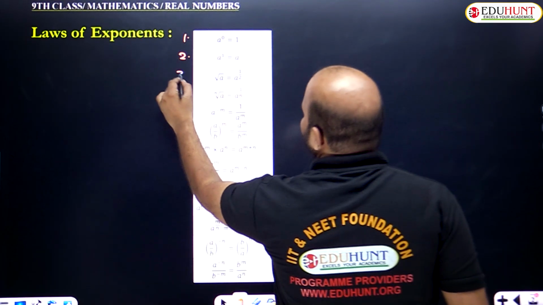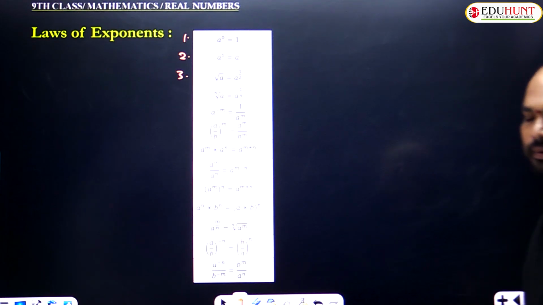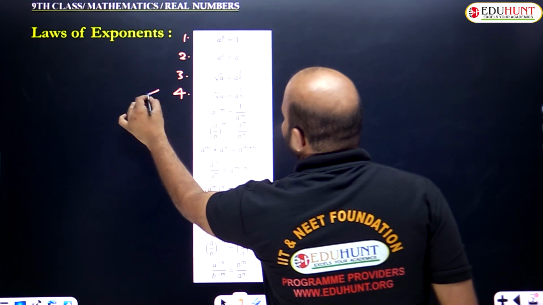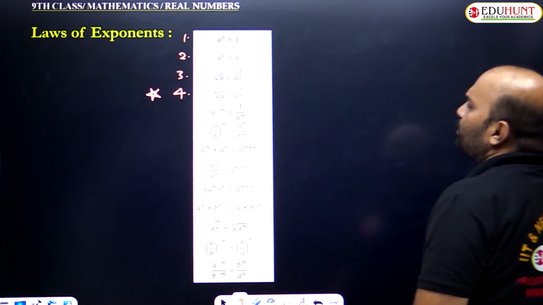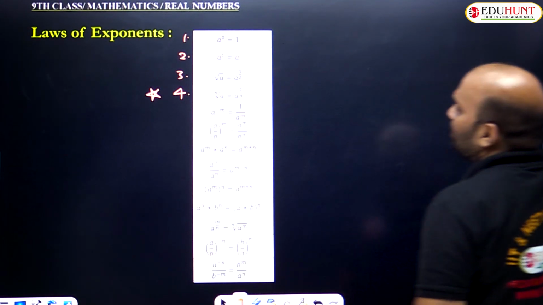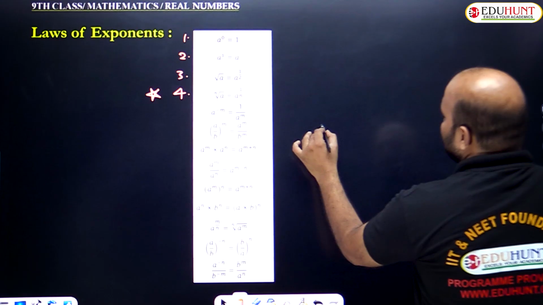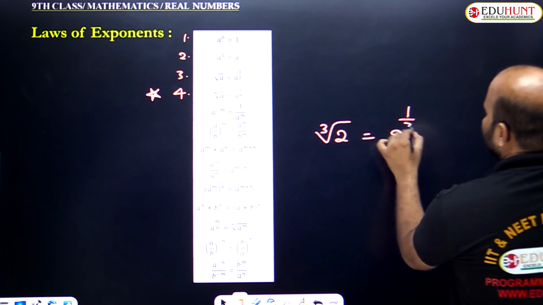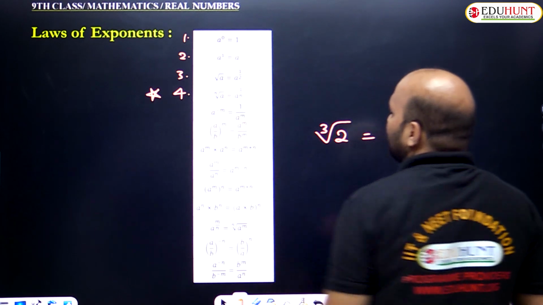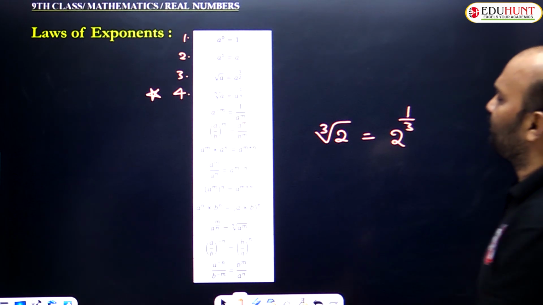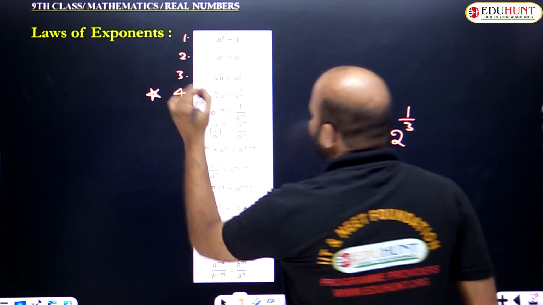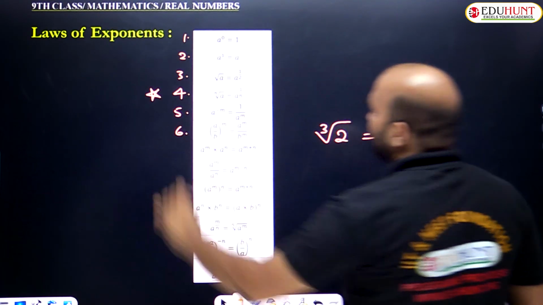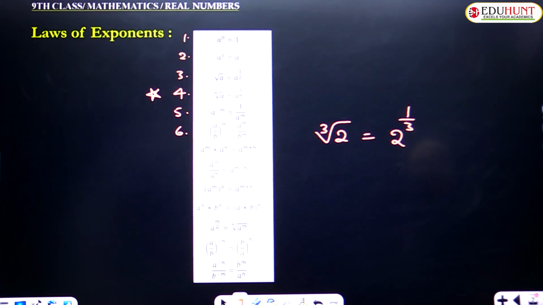So that is easy. Third one, root a can be written as a power 1 by 2. Fourth one, very important: nth root a can be written as a power 1 by n. Suppose cube root 2 can be written as 2 power 1 by 3. Fifth one, a power minus m can be written as 1 by a power m. Sixth one, (a by b) whole power m can be written as a power m by b power m.